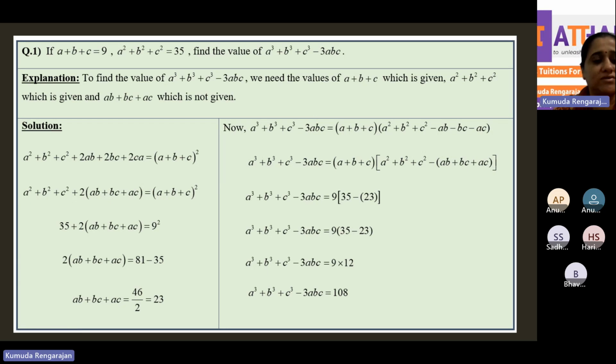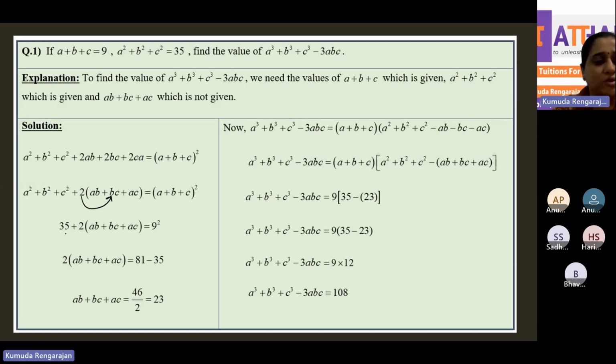Now, how to simplify this? You should not do 35 plus 2, 37. That's wrong, because this 2 is to be multiplied with this one. It is not this one plus 2. 2 is for multiplication. 2 is to be multiplied with this one.